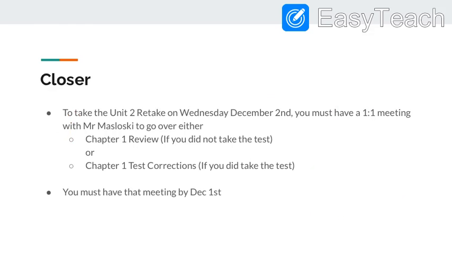Big thing, remember that the retake information is the same as always. To retake the test, you need to do the review if you did not take the test, or do test corrections if you did take it. And obviously, I didn't mean to have Chapter 1 here, I meant to have Chapter 2 here. So if you want to do the Chapter 2 retake, you've got to redo the Chapter 1 review and redo the Chapter 1 test corrections. I want you guys to try to do this on Wednesday, December 2nd, so you've got to make sure you have that meeting done by December 1st.